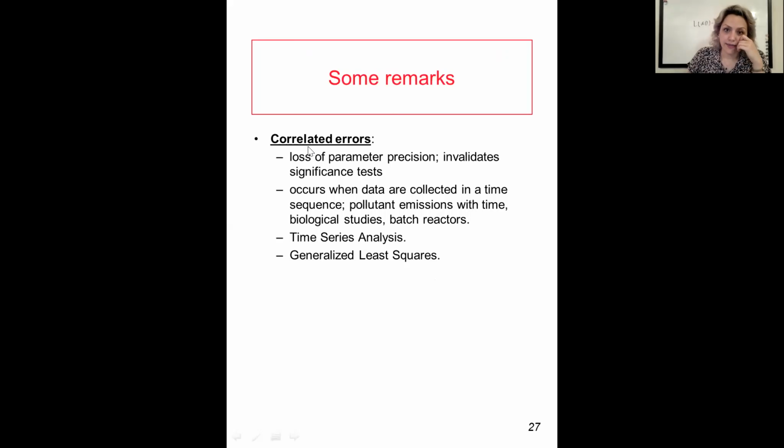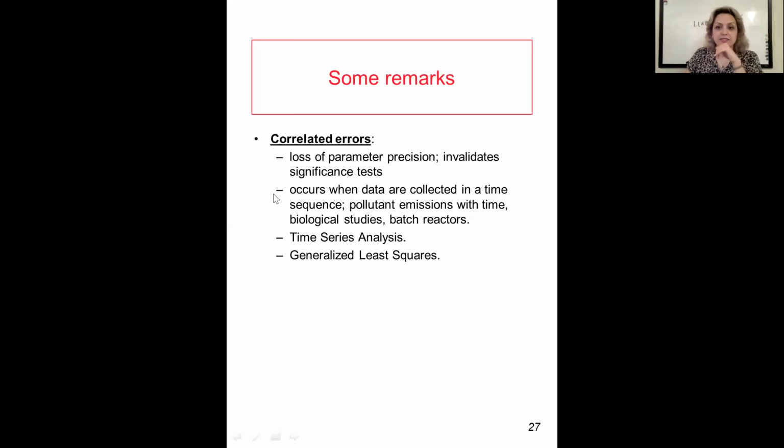These are just some remarks I'm reading from. So we have correlated errors, and the loss of parameter precision invalidates significance tests. Correlated errors occur when data are collected in a time sequence, like pollutant emissions over time, biological studies, batch reactors. We have time series analysis and generalized least squares, so we can handle the correlated errors.